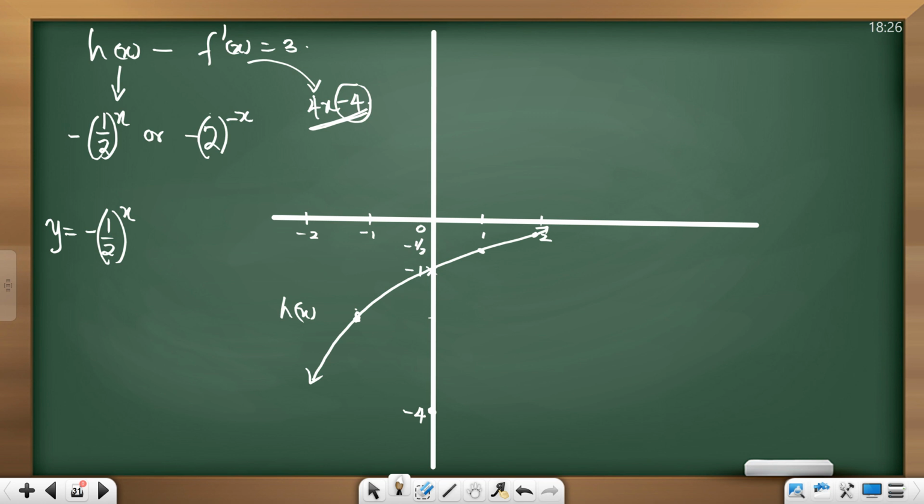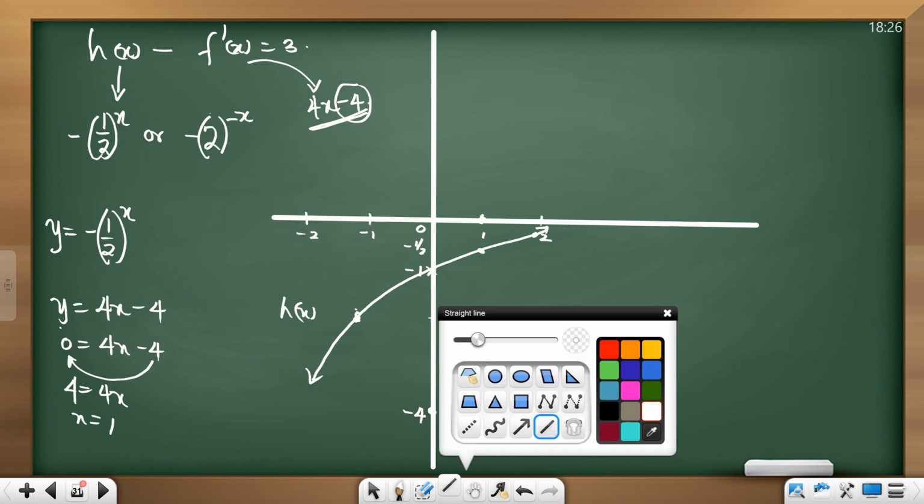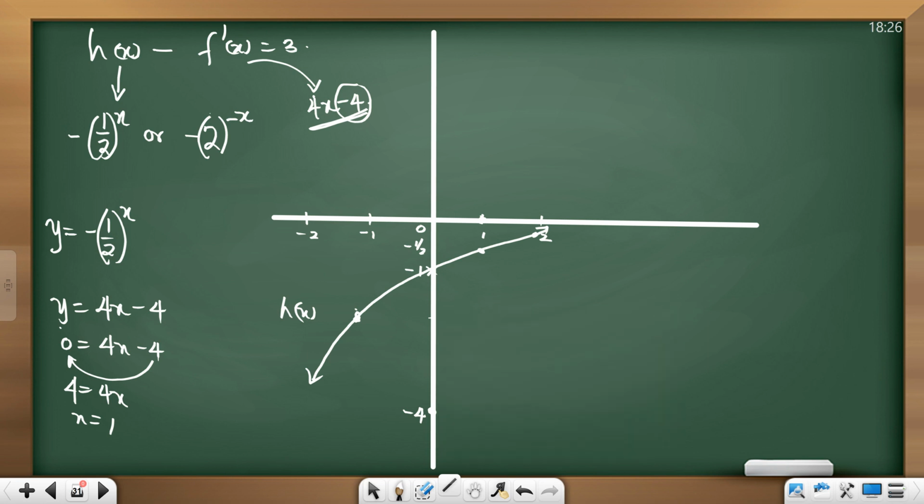Watch this. Can we find our x-intercept there? Our second graph is y equals to what? 4x minus 4. Our x-intercept, we said y should be what? 0. So 0 equals 4x minus 4. Guys, I want you to enjoy how to be creative in maths. 4 equals to what? 4x. x equals to what? 1. x equals to 1. So this graph is like this. It's a straight line graph.